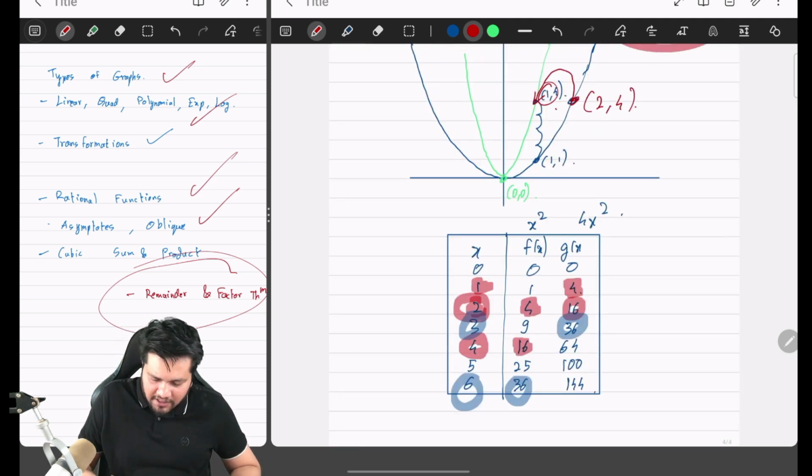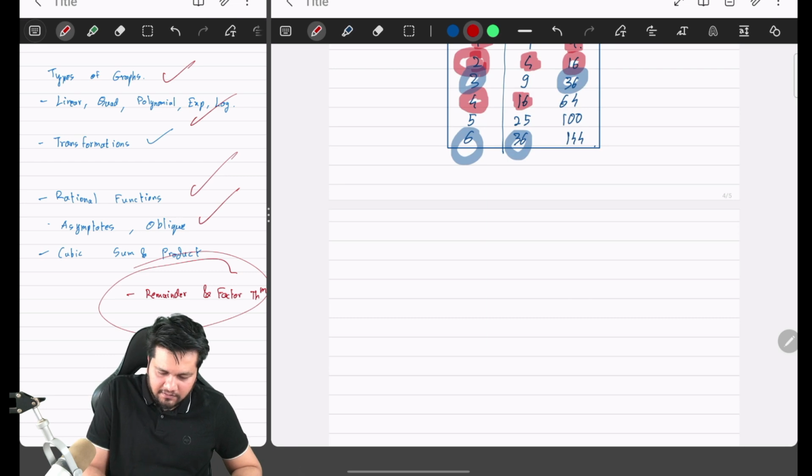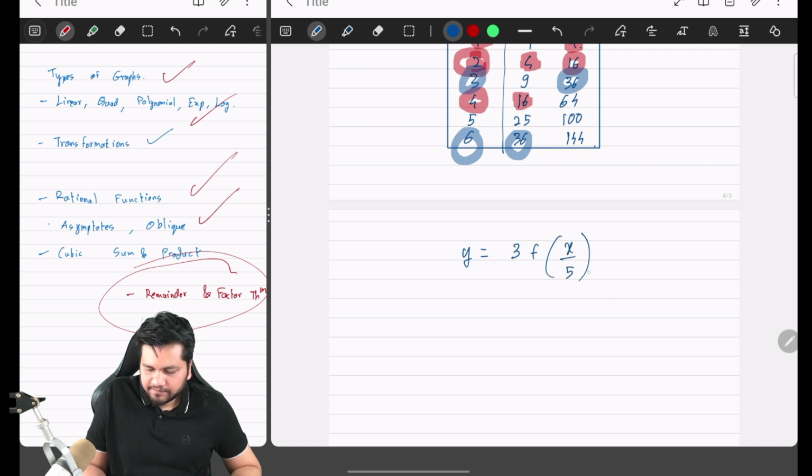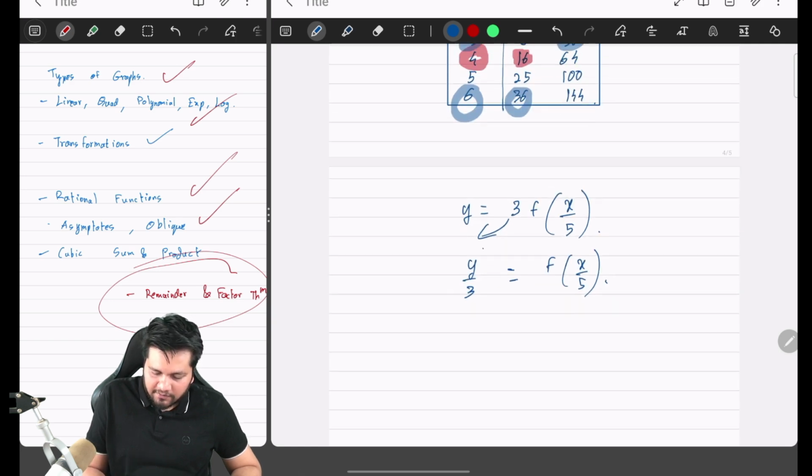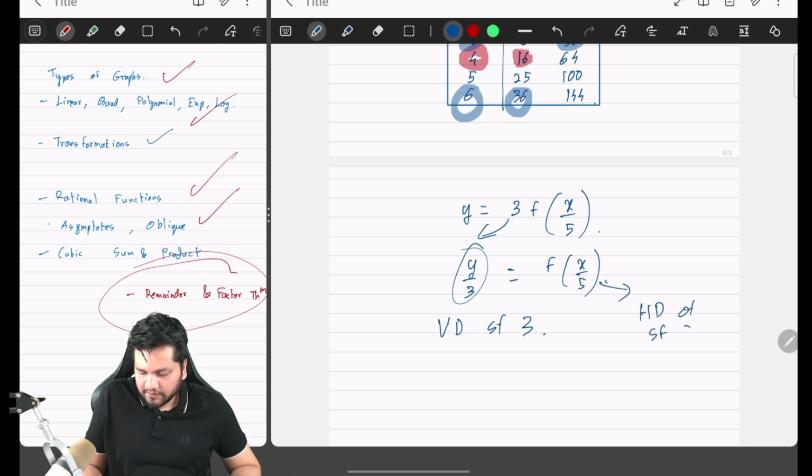Okay. So in general, if I have, let's say, y is equal to 3 f of x by 5, what we'll do, first I'll shift this 3 to the other side. I'll get y by 3 is equal to f of x by 5. So here y by 3 means what? It's a vertical dilation of scale factor 3, opposite, and here it's a horizontal dilation of scale factor 5, again opposite.